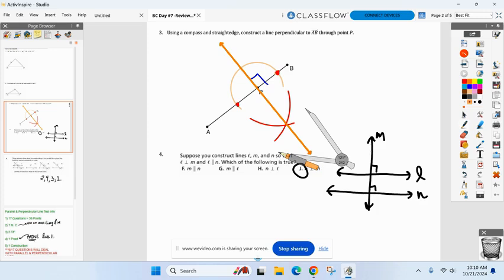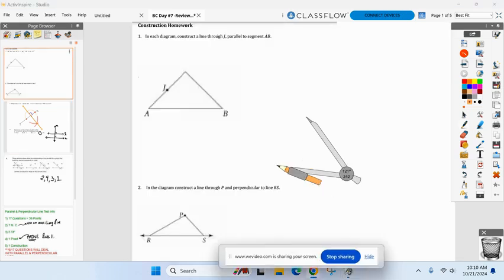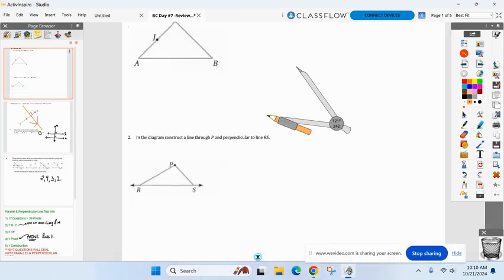Any other questions? Because I am not reviewing the constructions today. We have other important stuff to review. Yes? For a perpendicular line, could you measure, like for number 2, well, I forgot how to do it. I put the compass point on point P and I measured P to R, and then what did I do? And then I kept the, never mind, I have no idea what I did. Okay, no problem. Anybody else?